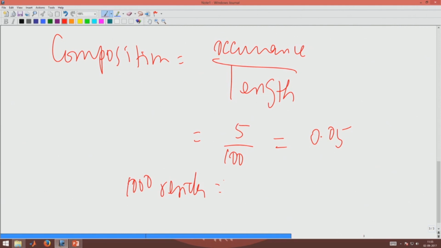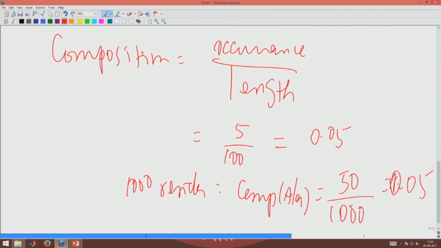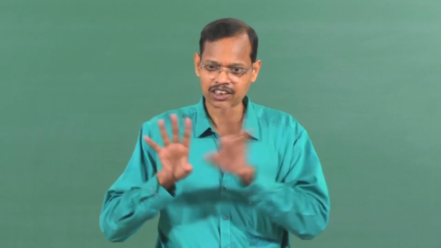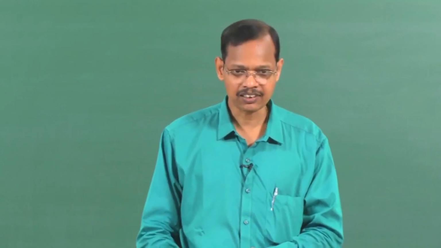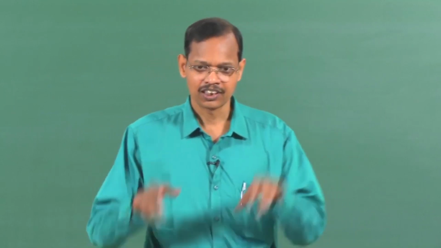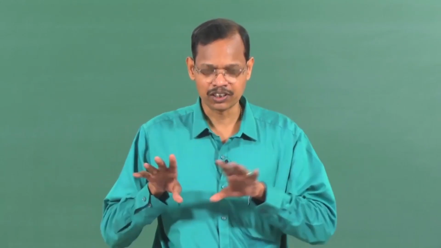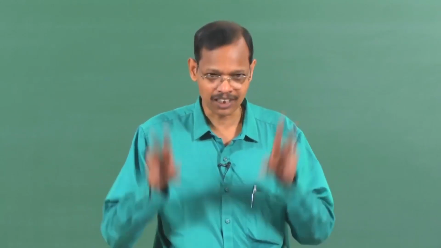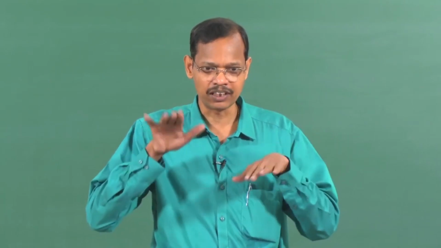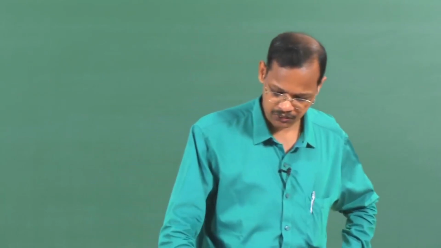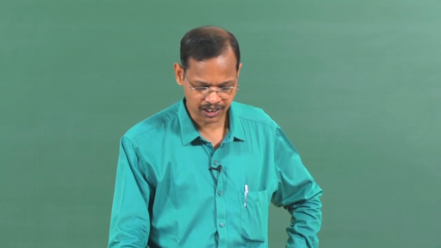So, what is the composition for alanine? 50 by 1000, right, which equals 0.05. If you look at just the sequence length, you can see a difference, but if you normalize with the length, it is the same. Whether it is a 100 residue protein or a 1000 residue protein, the composition is the same, right. In this case there is no bias. This is the reason why we need to normalize with the chain length to get the composition.